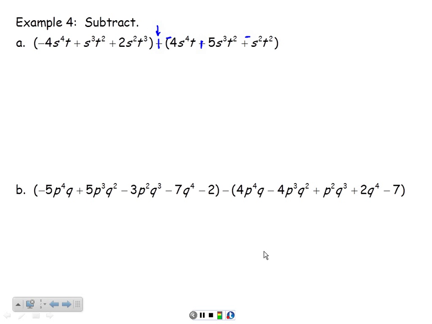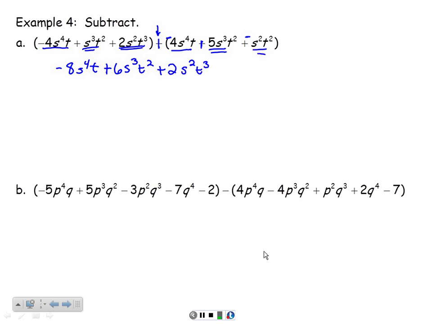So I have a negative 4s to the fourth t, and I have a negative 4s to the fourth t, which is going to be negative 8s to the fourth t. I have an s to the third t squared and 5s to the third t squared, which is going to give me 6s to the third t squared. And then I have 2s t squared to the third, and I don't have another one of those, so I'm just going to bring it down.